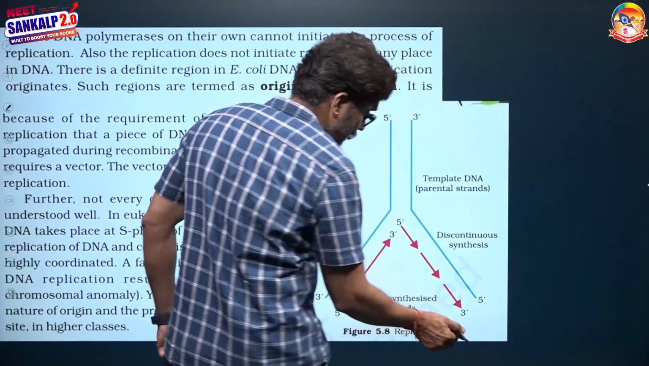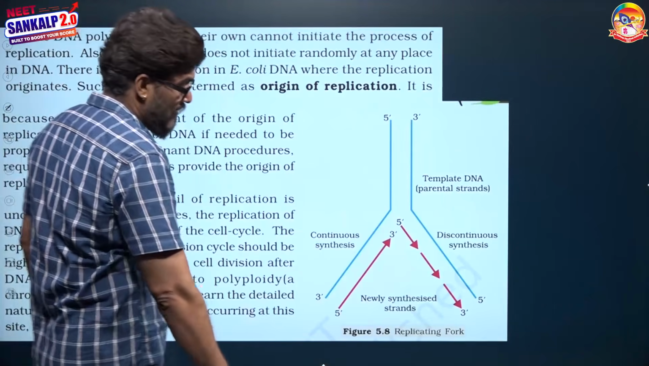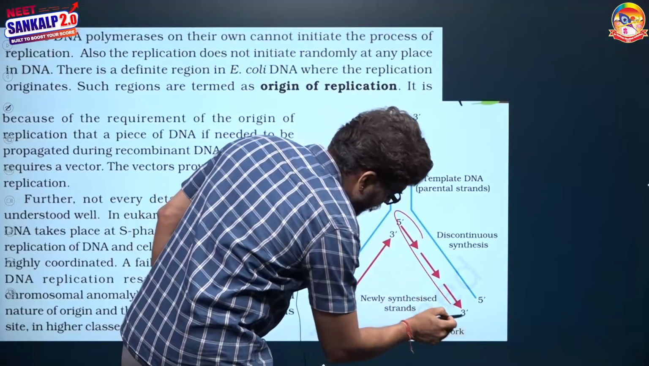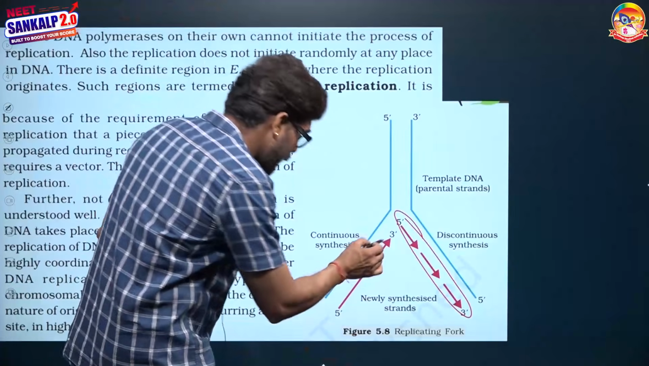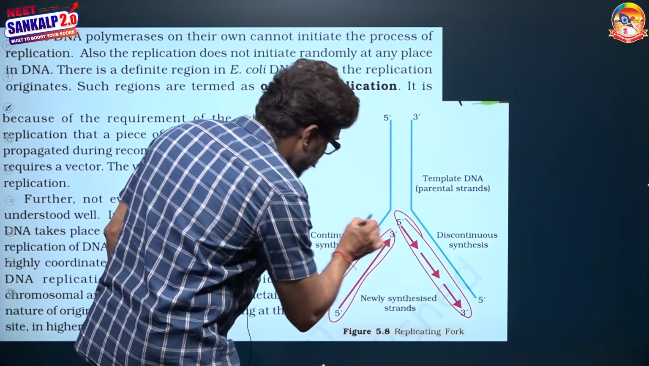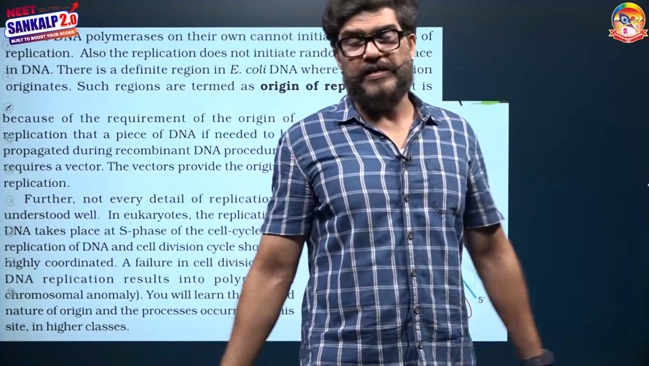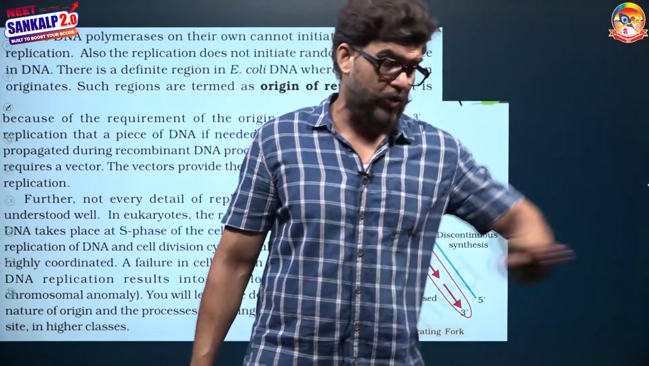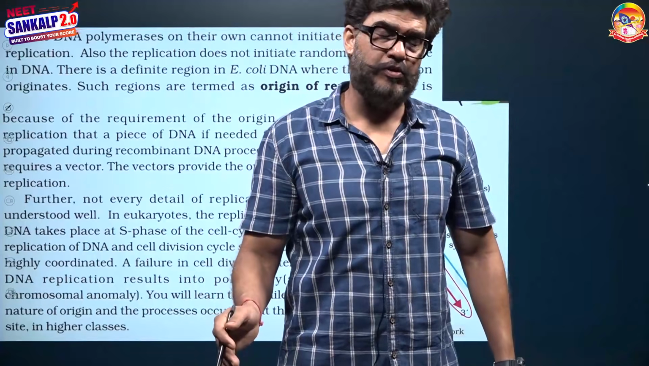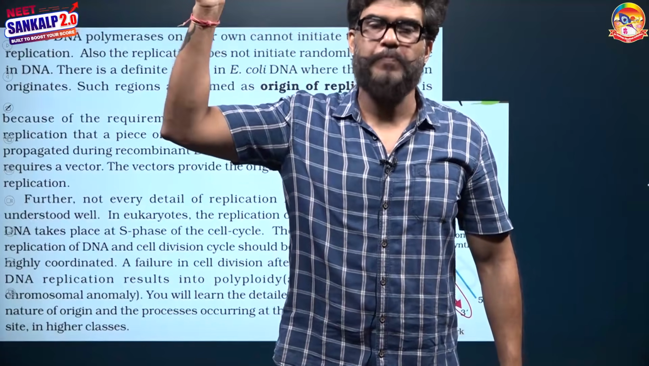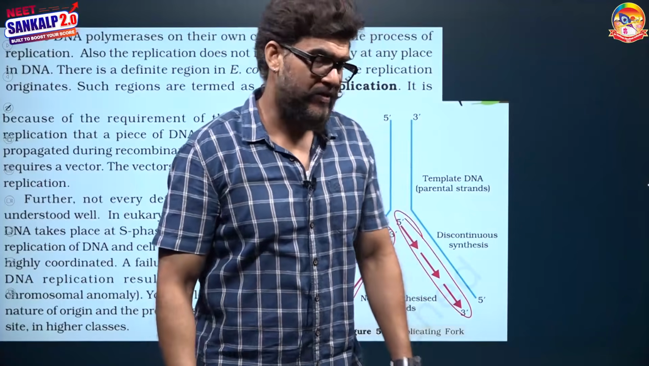This polynucleotide DNA that arises in a discontinuous manner is known as the lagging strand, and the one which synthesizes continuously is known as the leading strand. And this nature of DNA replication, in which one strand synthesizes continuously on a 3' to 5' template and the other synthesizes in a discontinuous manner on a 5' to 3' template, is known as semi-discontinuous DNA replication.